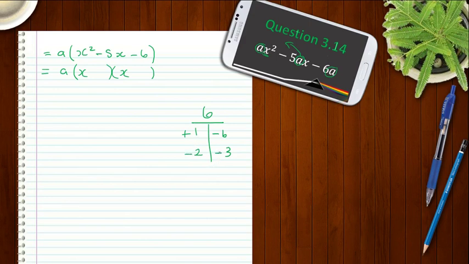Now, which one will be the correct one? Remember what I said: when we look at this sign, this negative over here tells you the signs need to be opposite. They need to be different. If this was a plus, we'd go with the same sign. So these ones have opposite signs, which means we're going to go with plus 1 minus 6. If this was a plus, we'd write minus 2 and minus 3.